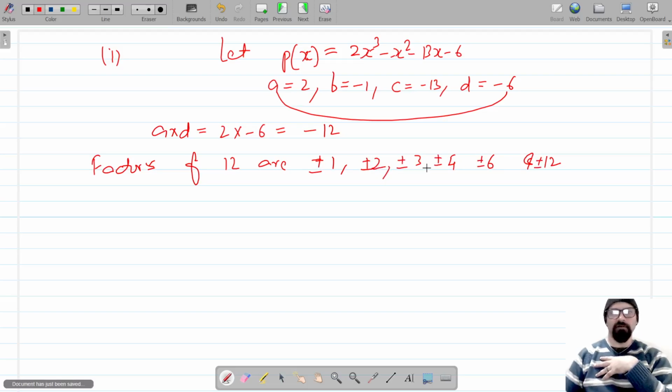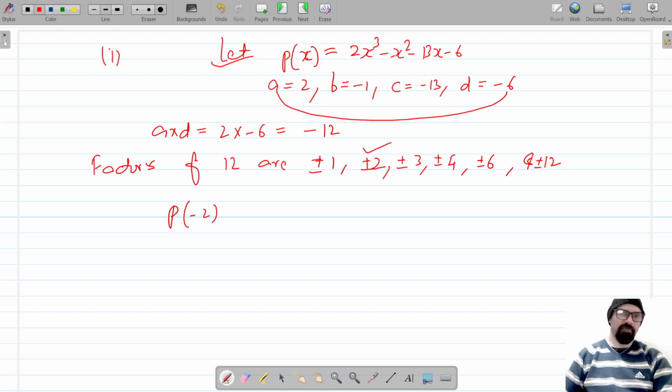Okay, and now we are going to check this polynomial for each of these values and find out when this polynomial comes out to be 0. So which one of these is the root of this polynomial? You can check, and I know that it's negative 2. So I'm going to write here p of negative 2. Let's put negative 2 in this polynomial.